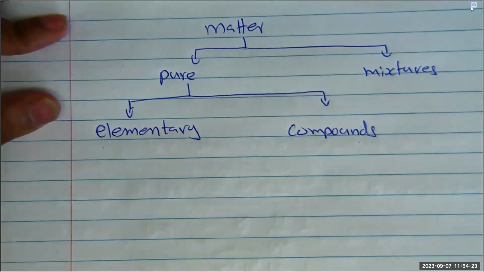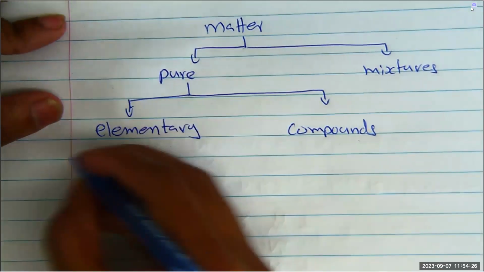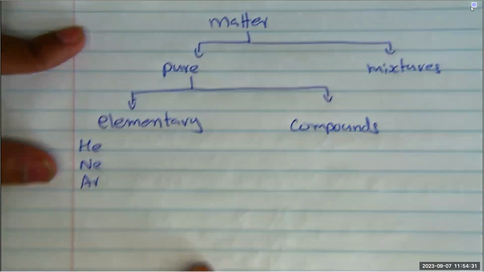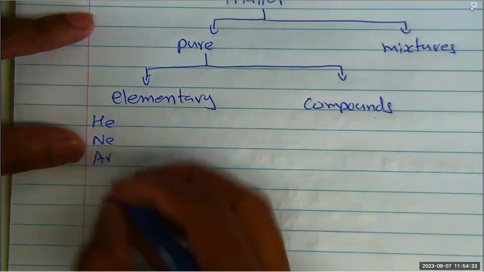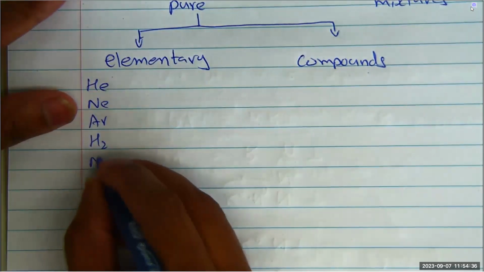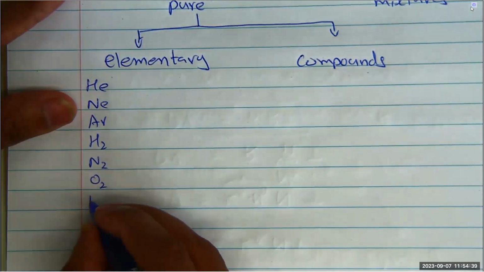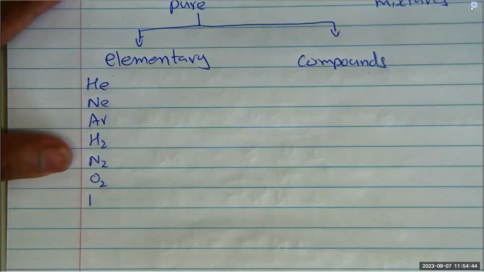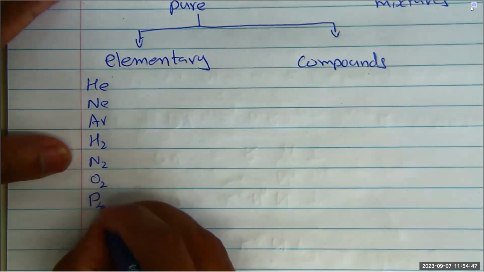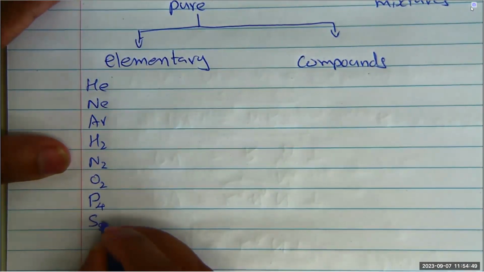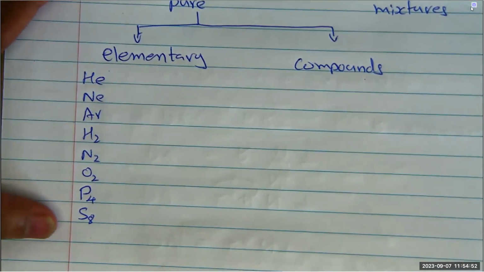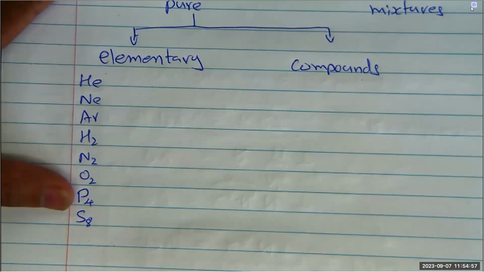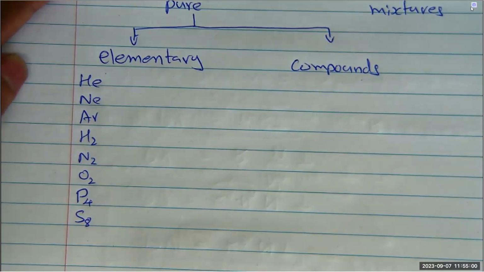Examples of elementary substances are helium, neon, and argon. These are monoatomic elementary substances. Or they can be hydrogen, nitrogen, oxygen, which are diatomic, where you have 2 atoms bound to each other. Or they can be something like P4, phosphorus, and S8. The idea is you only have one type of atom in them. That's why we call them elementary substances.